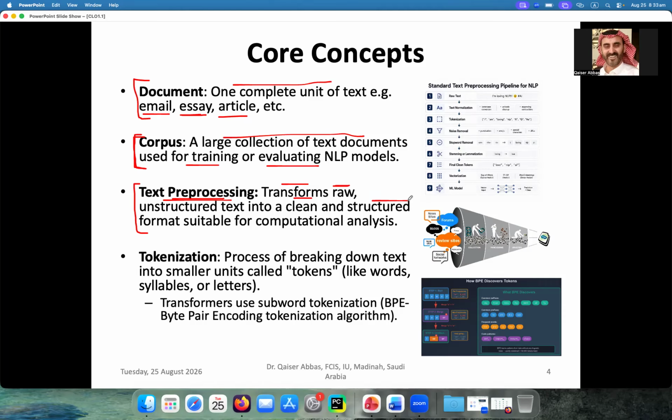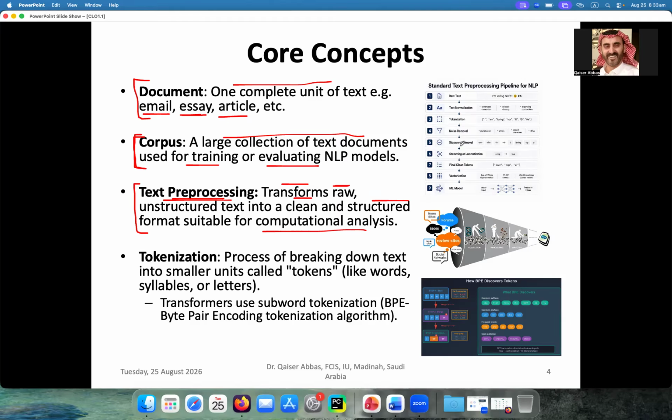So when you apply the text processing steps, your data will become clean, and your data will be in a single format, so that you will call it structured data or structured format. And that would be suitable for your model, and that would be suitable for your computational analysis.